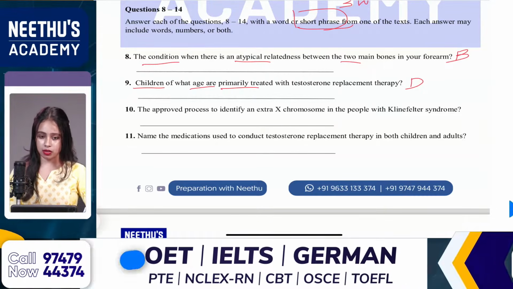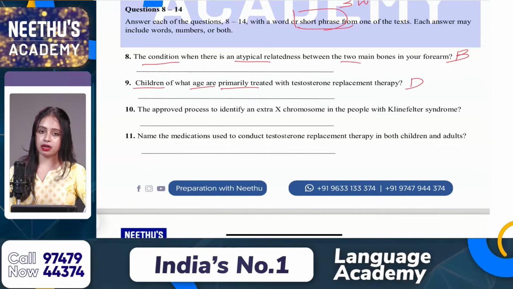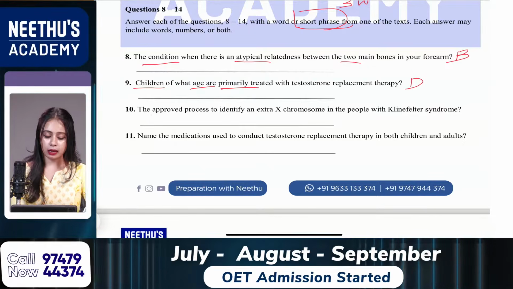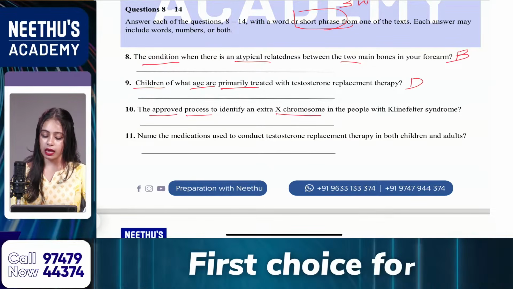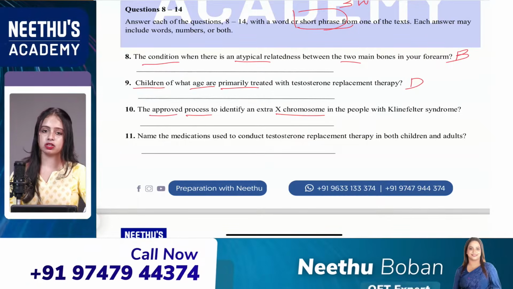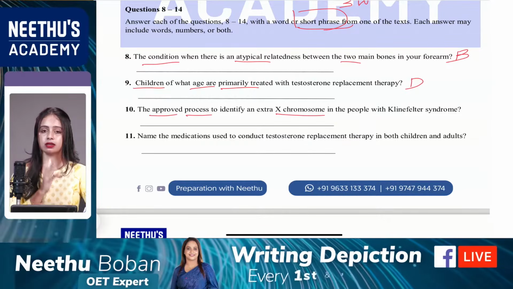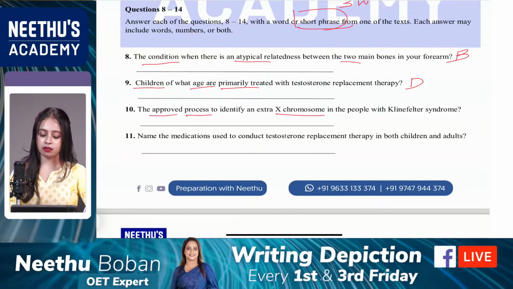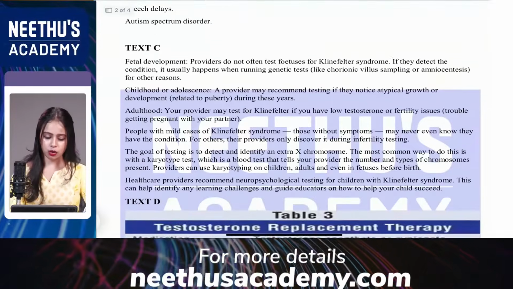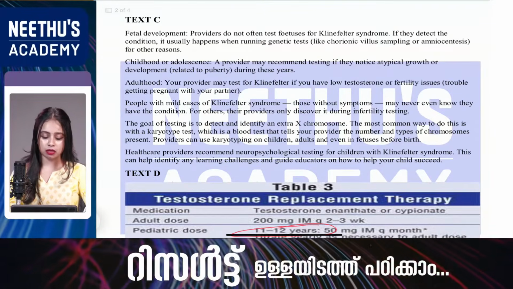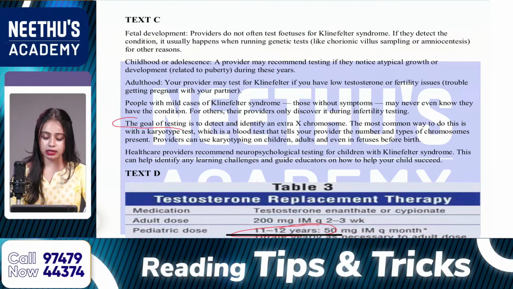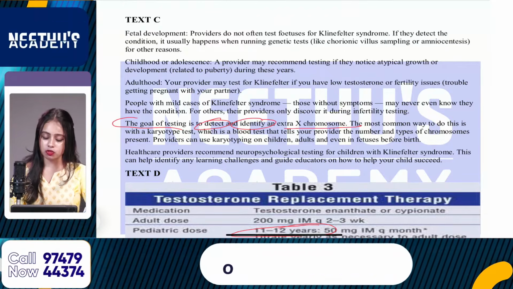Then the 10th one: the approved process to identify an extra X chromosome in people with Klinefelter syndrome. My keywords: approved, process, then X chromosome. So what is the approved process here? The approved process or method to identify an extra chromosome in people with Klinefelter syndrome. What is the test or process mentioned here? The usual or the most important process. The goal of testing is to detect and identify an extra X chromosome. So these are the keywords.